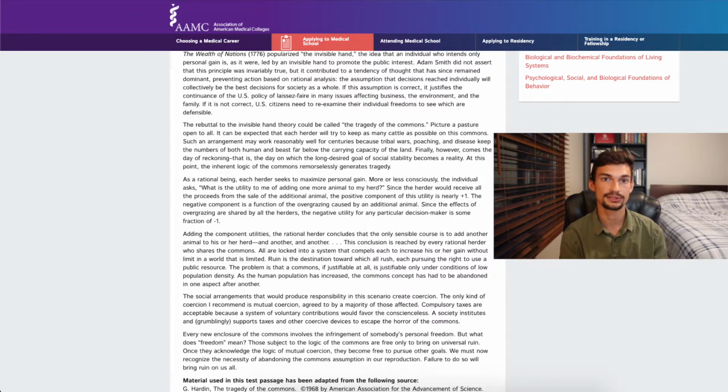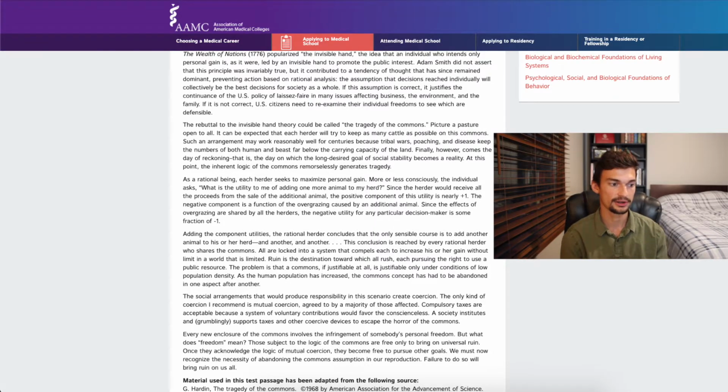Okay, let's delve into this CARS passage from the MCAT sample question guide. So first I'm gonna check the source. The source says G. Hardin, The Tragedy of the Commons. Copyright 1968 by the American Association for the Advancement of Science. So we know this isn't a scientific journal, but we don't know what type of science it is. The clues that we can get are that it's published in 1968, and that the topic will be on the tragedy of the commons, so we're already primed to begin this article.